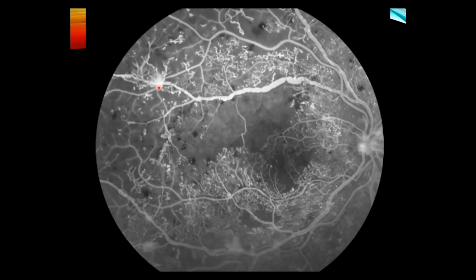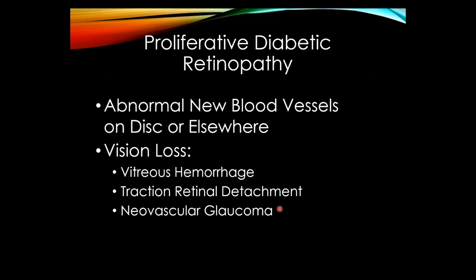And eventually you start to see new blood vessels growing on the surface of the retina, which represents proliferative diabetic retinopathy. And the diabetic retinopathy has now entered a more severe stage. And as we go into that area of proliferative diabetic retinopathy, that is what happens when we see new blood vessels growing either on the optic nerve, on the disc, or other places in the retina.